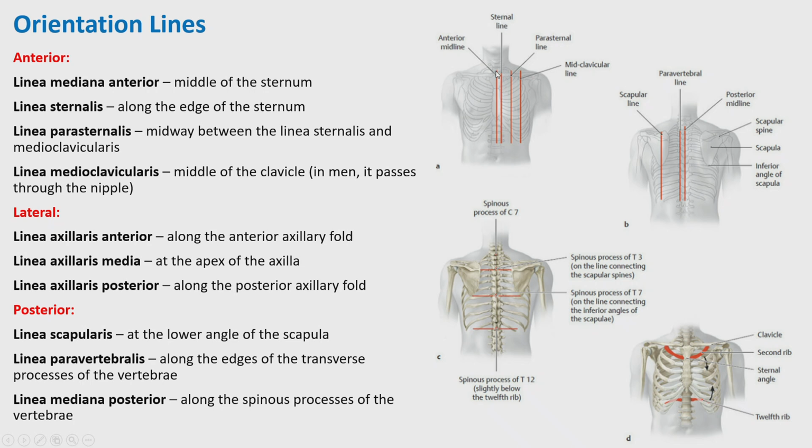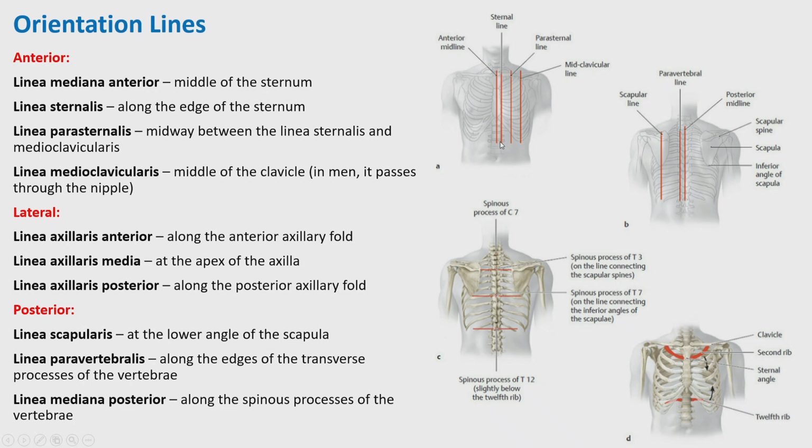Then the anterior median line here. The sternal line, or linea sternalis, is at the lateral margin of the sternum on both sides. The line that is passing the lateral margin of the sternum is called the sternal line. Then we have the parasternal line.